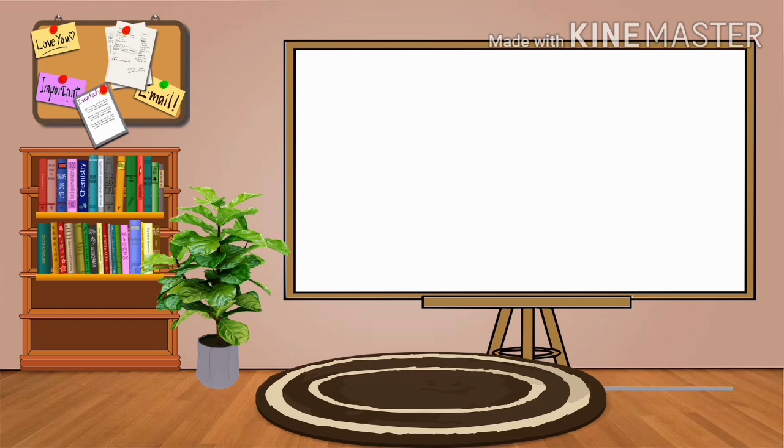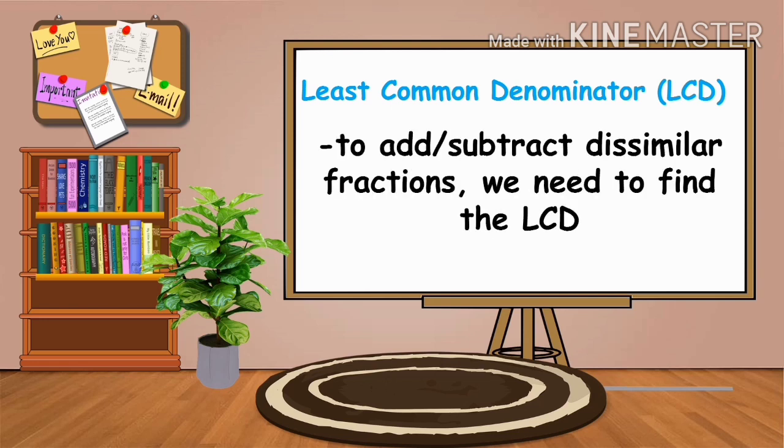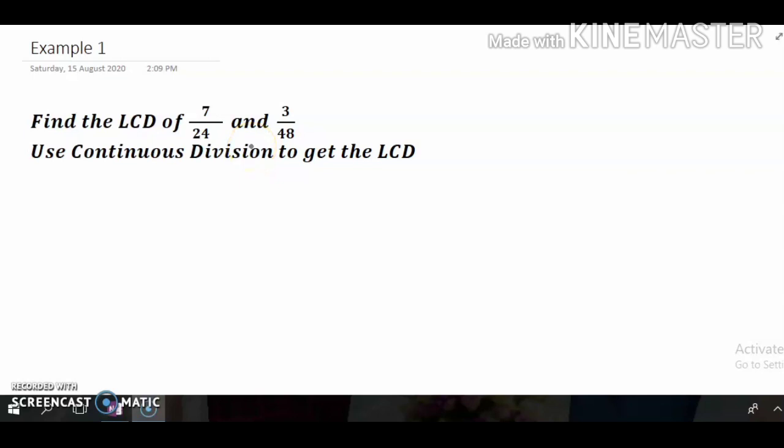Kailangan din sa fraction, alam natin ang LCD or the least common denominator. Kasi ginagamit natin ito sa pag-a-add or pag-subtract ng dissimilar fractions. So here's how we find the LCD. Okay, so let's try this example. Find the LCD of 7/24 and 3/48. So, para mahanap natin ang LCD niya, ituturo ko sa inyo ang paggamit ng continuous division. Kasi para sa akin, ito ang pinakamadaling way para mahanap natin agad ang LCD.